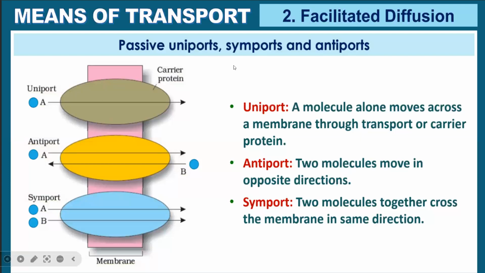Okay. Then three types of facilitated diffusions are there. Passive uniport, passive symport, and passive antiport. Uniport means only one molecule is moving through a carrier protein. Antiport is one molecule moving this side, the other molecule moves in the opposite direction. Symport, two molecules together in the same direction. So write these three definitions.